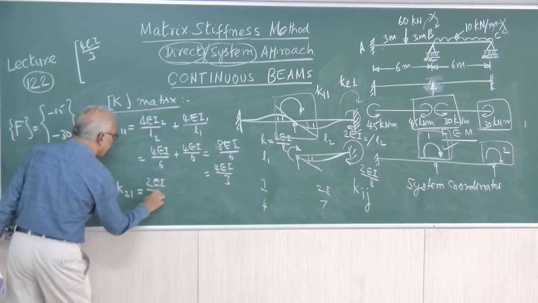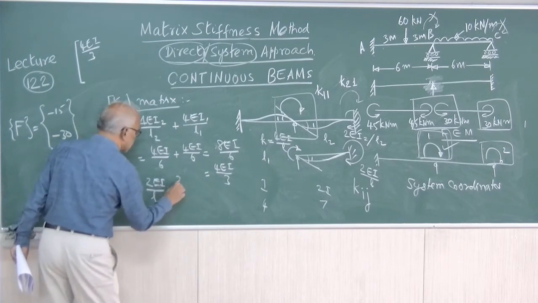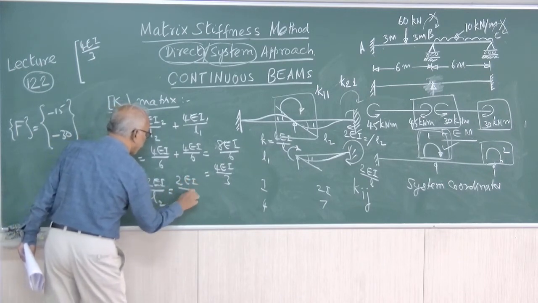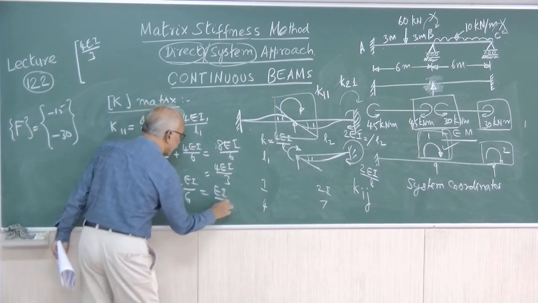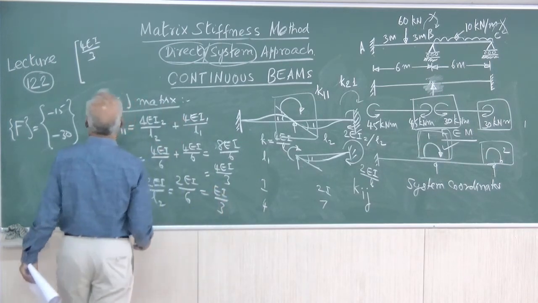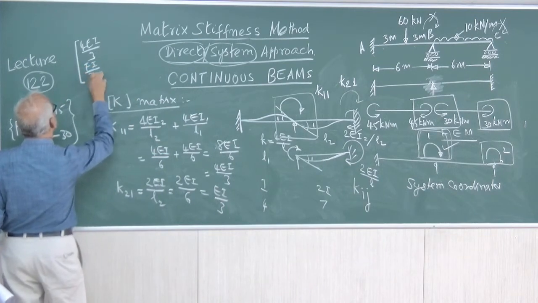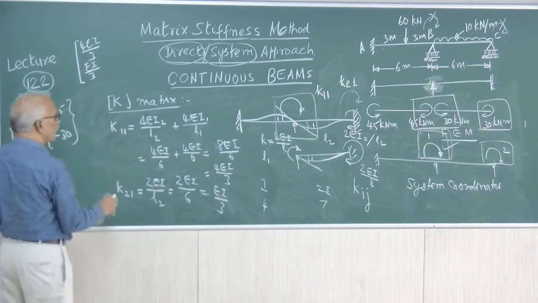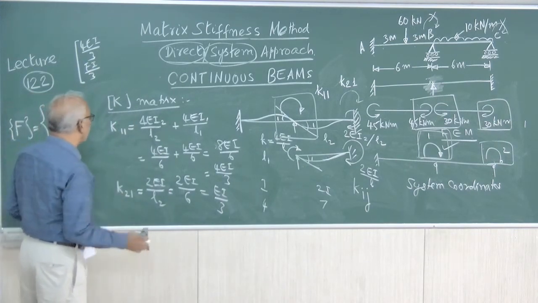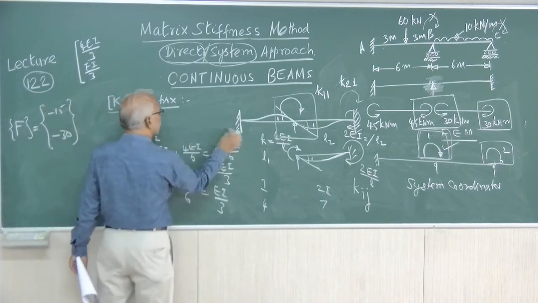So 2EI by L2, which is 6, so 2EI by 6 equal to EI by 3. So this value is equal to EI by 3. So by applying unit displacement along coordinate 1, we get the first column of the stiffness matrix. Right.